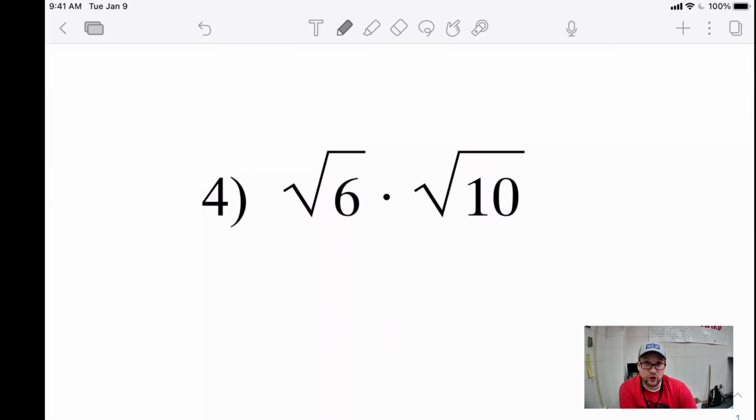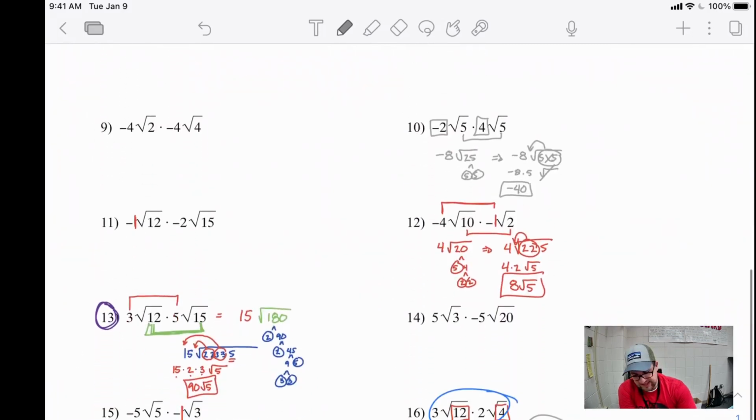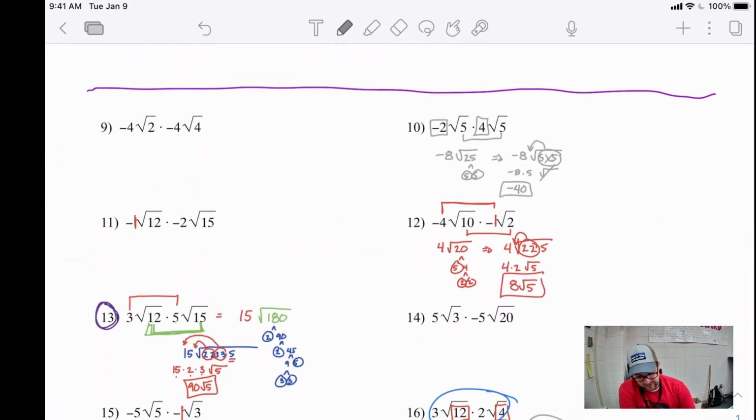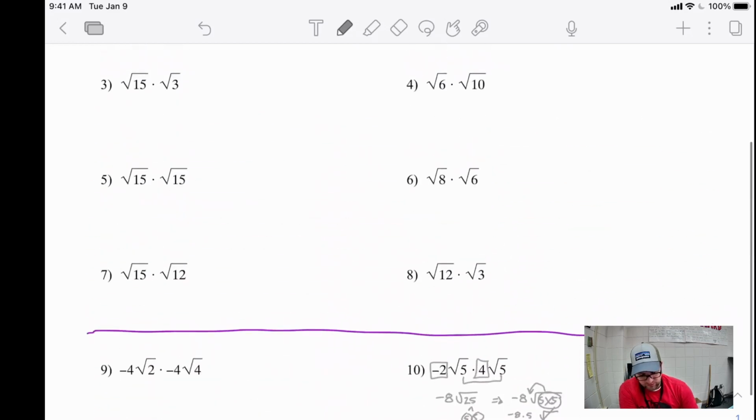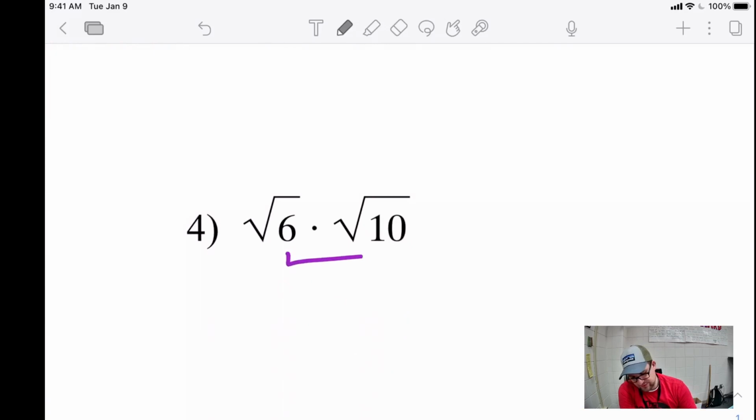Since there's no outside numbers, you don't need to multiply them. You only are going to need to multiply the outside numbers on the second half of this worksheet, so on problems 9 through 16. But on number 4 here, since we do have 2 inside numbers, we always multiply the like parts. So this is going to give us the square root of 60. Now we do still need to simplify this.